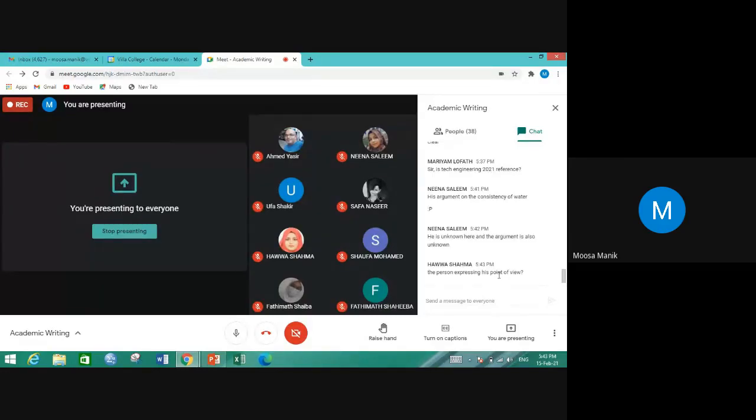For example, you can say the person expressing his point of view. Sure, but we need to know who that person is. So let us say this article is written by you, and you're taking that information from a person called Suleiman. The first time you mention him, of course, it should be mentioned. That is how you should write in academic discourse.